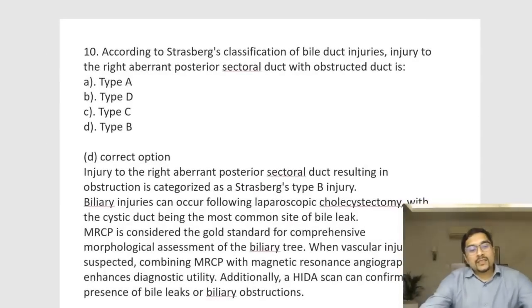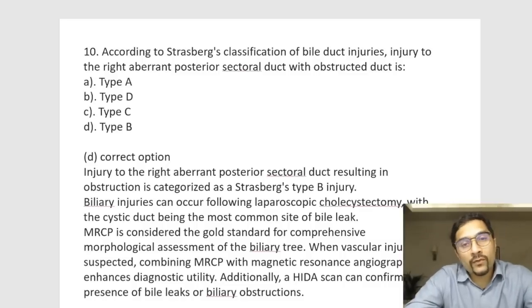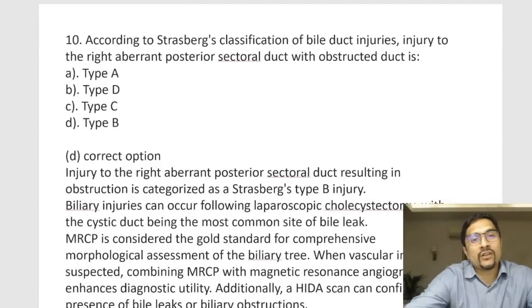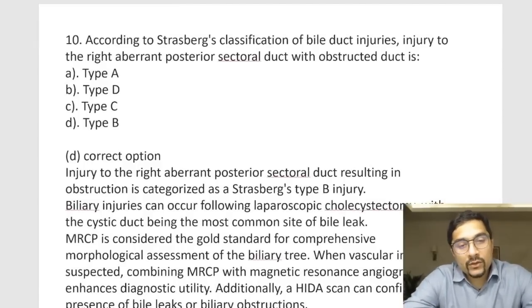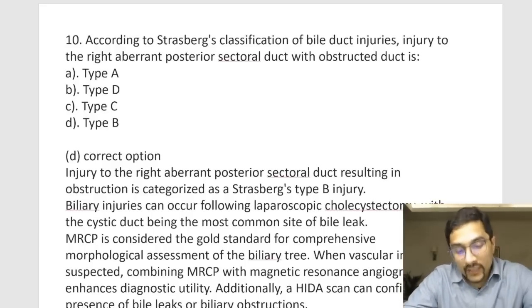So this question is the one which most of the students got wrong and they found tricky. Now this is particularly relevant for the PG exams, not for the MCI exams. According to the Strasbourg classification of bile duct injury, injury to the right aberrant posterior sectoral duct with obstructed duct is what type of injury? So the correct answer here is type B.